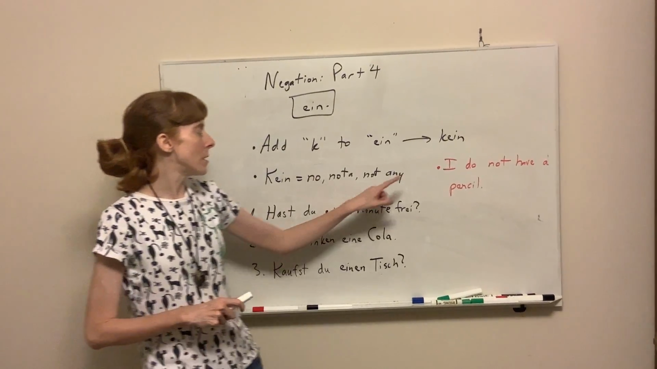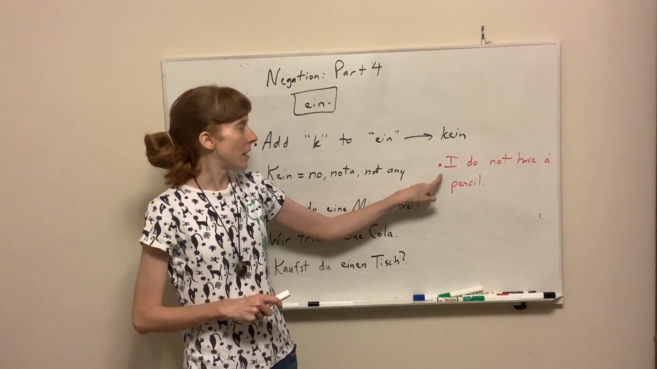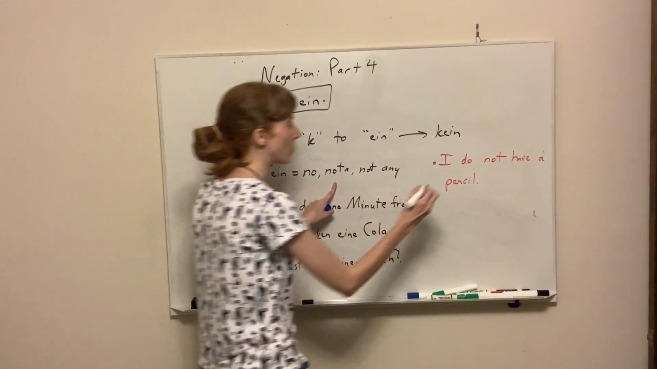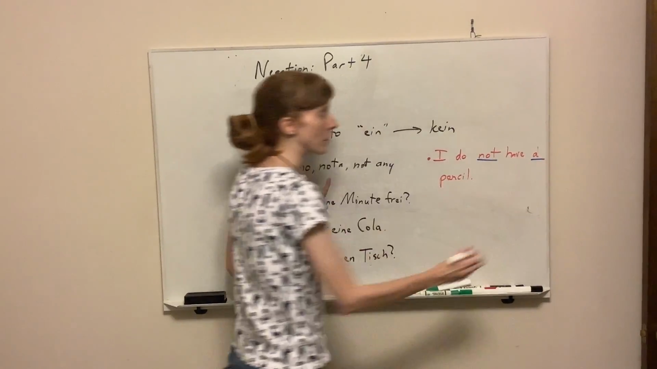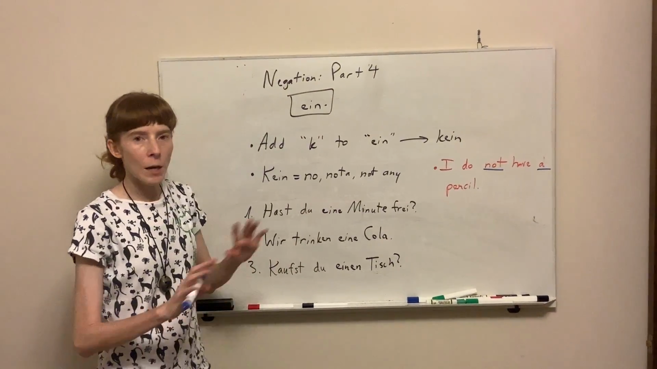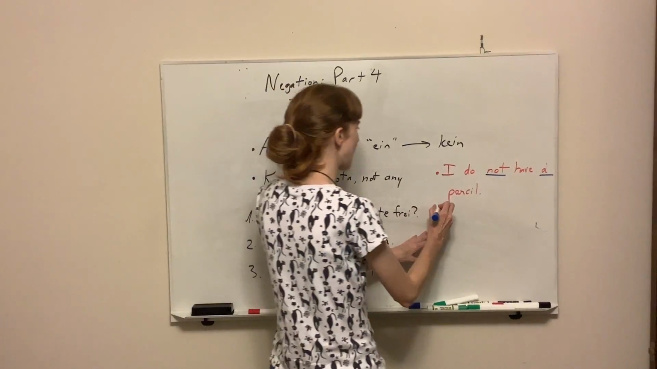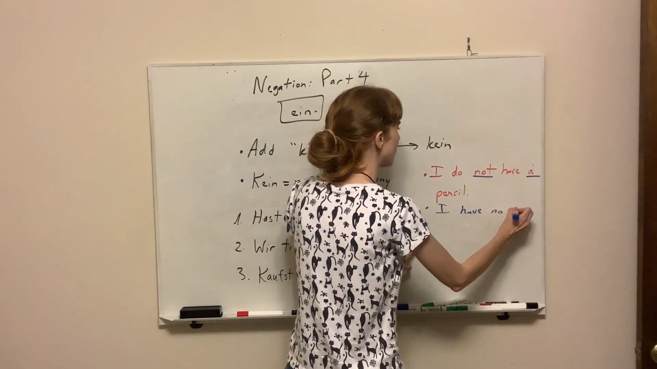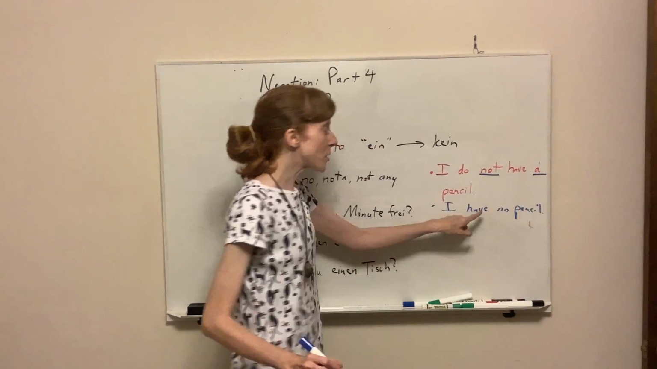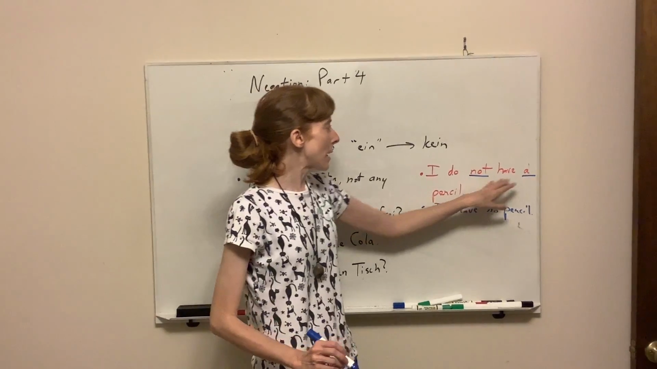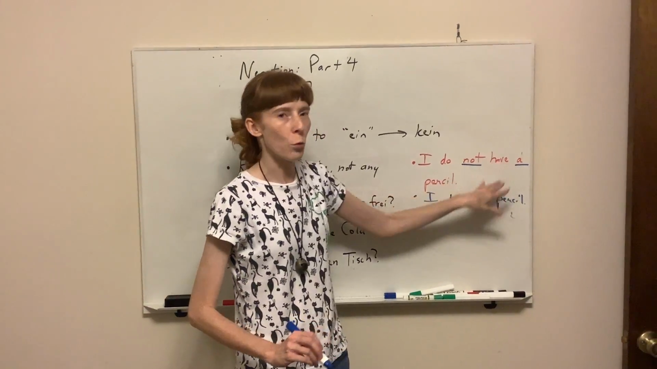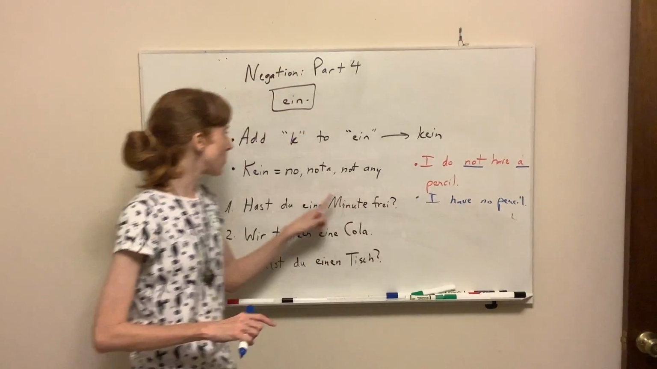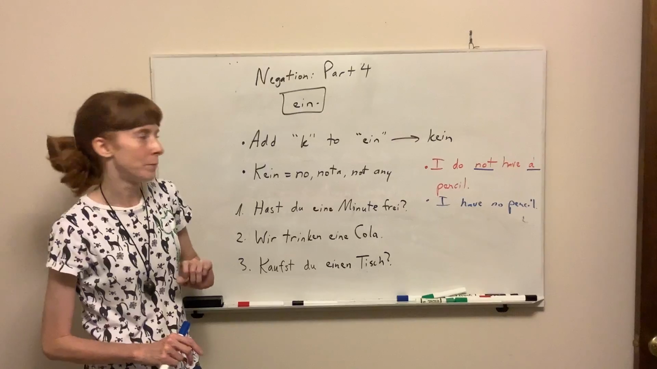So I've got a sample sentence over here in English. I do not have a pencil, and this not a that I'm talking about is right here. Now, a long time ago in English, we would have rephrased that as I have no pencil. And that's what German actually does. See, we make it a little more complicated in English. We put more words in, but German just rephrases it to I have no pencil. So that's why I'm going to define kein as no.